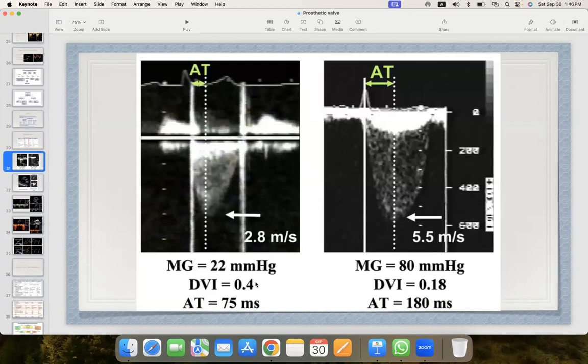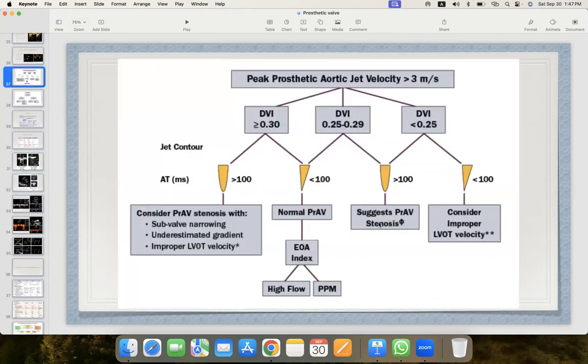This is another example. You will see that here the patient on the right side has velocity going all the way to 5. This is the aortic valve, continuous wave across the aortic valve. So if we use our diagram that we showed previously, you will say that this is above 3. Then I'm going to evaluate the dimensionless velocity index, and we see that it is less than 0.25. Then I will look at the acceleration time, from the beginning all the way to the peak, it's 180. So 180 is more than 100. So this is typical: if you go through the flow, you will say that the patient has a stenosis.